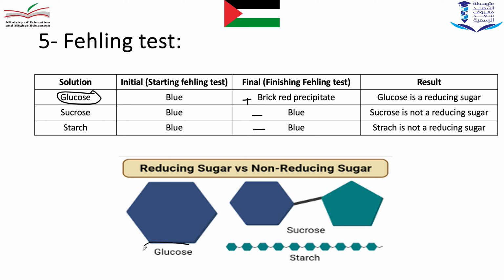So this one, the glucose, which is a monosaccharide made up of one ring of sugar, is a reducing sugar. But the sucrose is not a reducing sugar. Why? Because the color stays blue. And starch, which is made up of a high number of rings of sugars, is a non-reducing sugar. So sucrose is a non-reducing sugar, and only glucose is a reducing sugar.